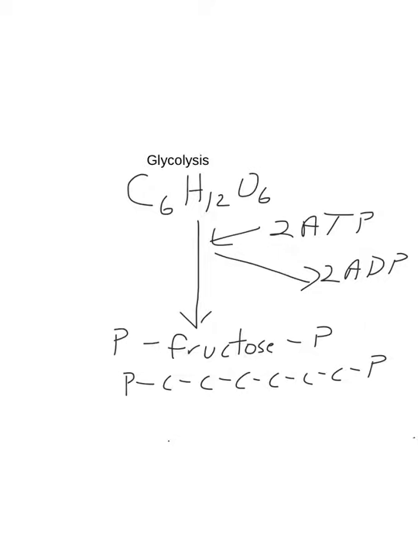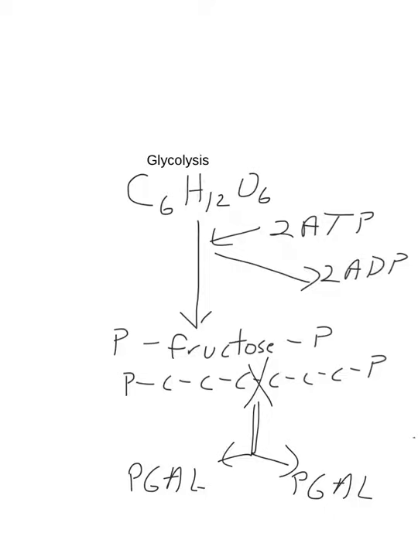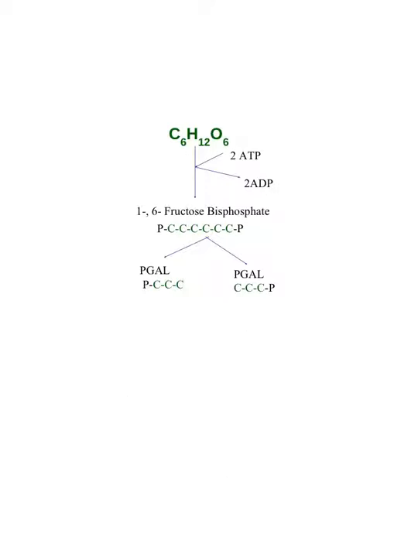And with the help of some enzymes, we can take this fructose bisphosphate and whack it in half. Cut it in half. Essentially we have 2 halves of a glucose molecule. And we call these phosphoglyceraldehydes, or PGALs. We'll end up with 2 of those, each of them a half of a glucose. So if we clean this up a little bit, we end up with something like this, right?